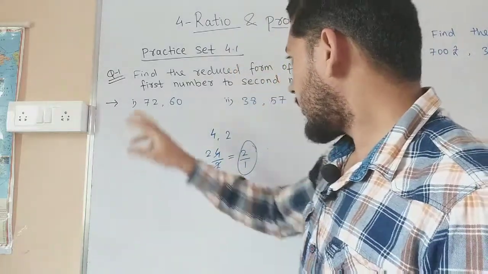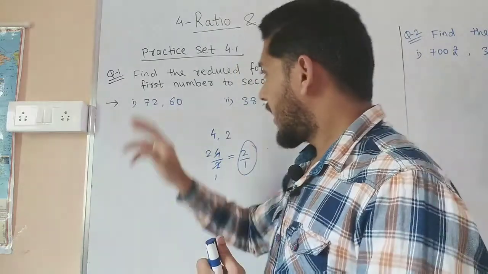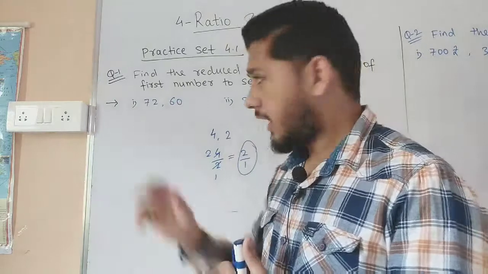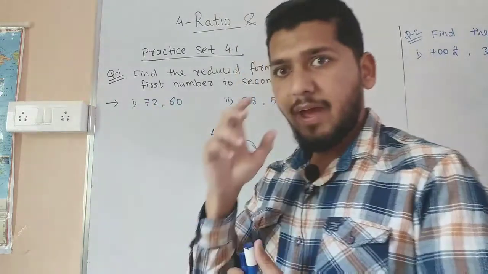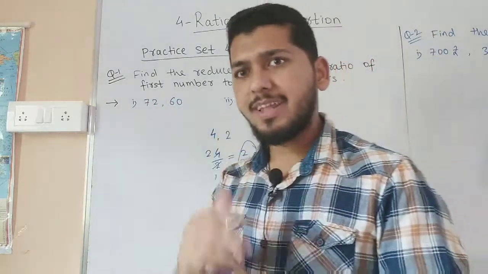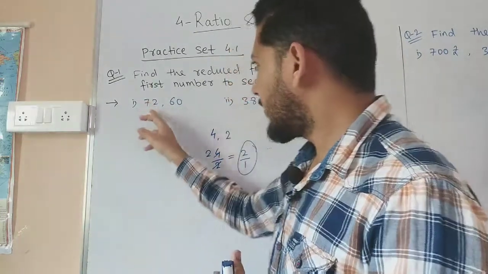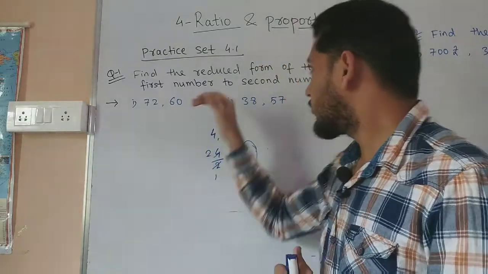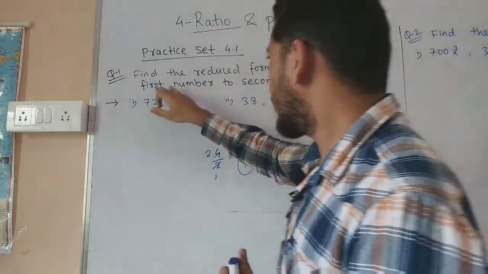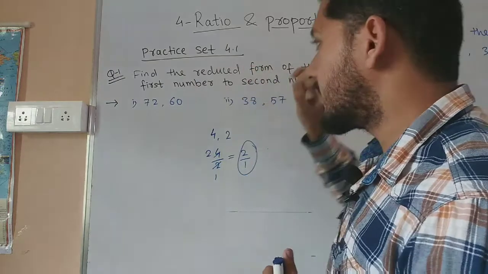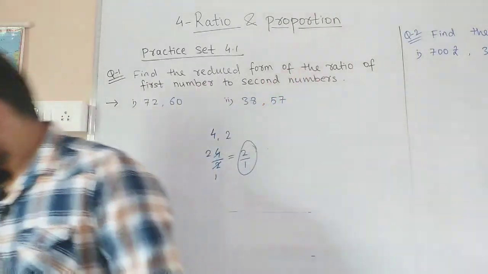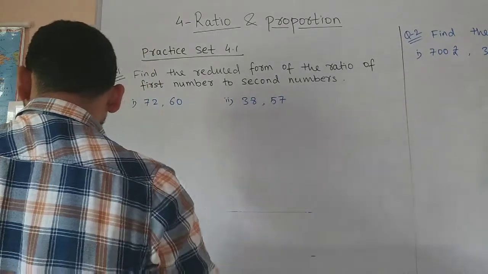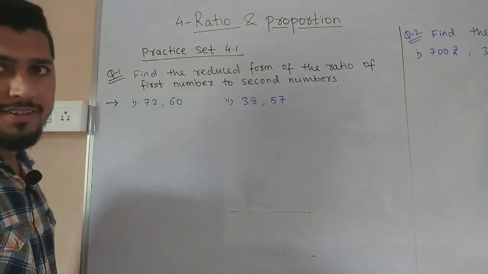Here the first number is given as 72 and another number is given as 60. We have to divide these two numbers, and after dividing, whatever reduced form is left is the answer. I hope you understood what a reduced form is. Here we have to divide the first number by the second number. So the first question is 72 comma 60.